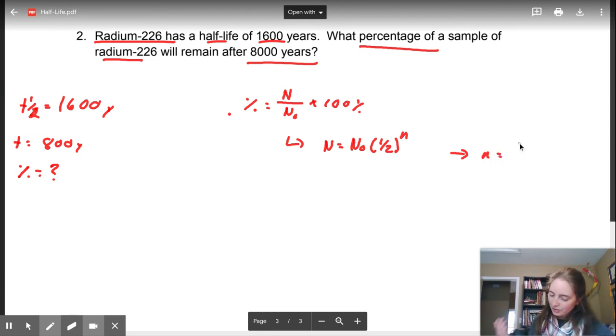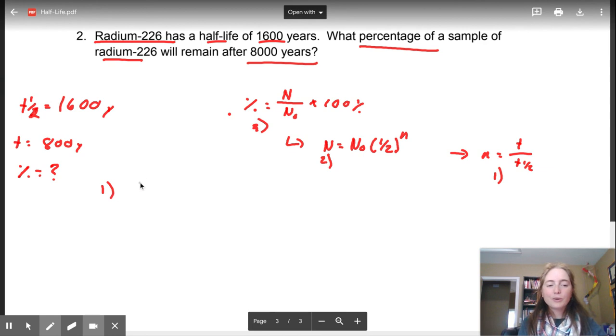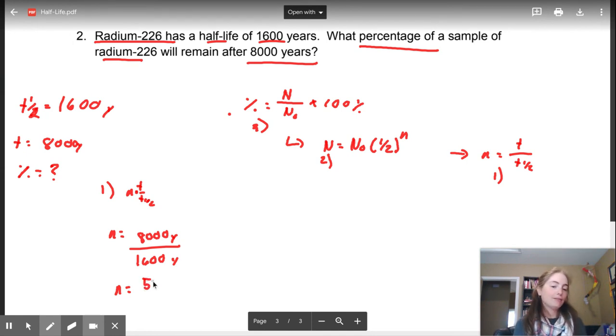n is equal to T over T half, and we've got those, so we're good. So we have to go in our order of 1, 2, 3. Sounds good? Our first step, ladies and gentlemen, is to calculate the number of half-lives. Our time is, I dropped a 0 there, that should be 8,000 years, and we divide that by the half-life, and we get the number of half-lives to be 5. So 5 half-lives have gone past in 8,000 years.